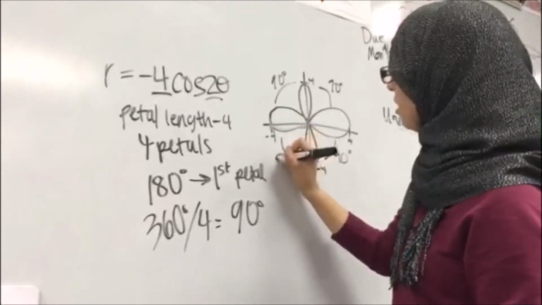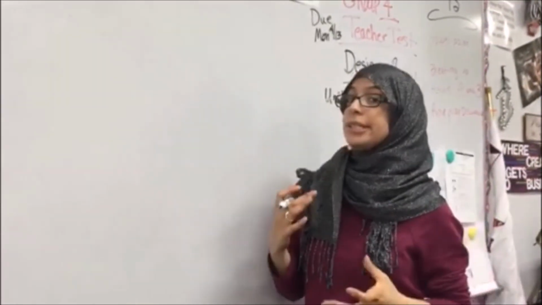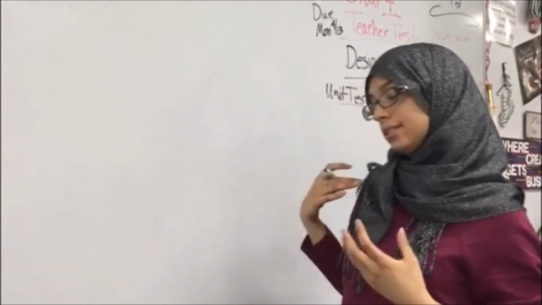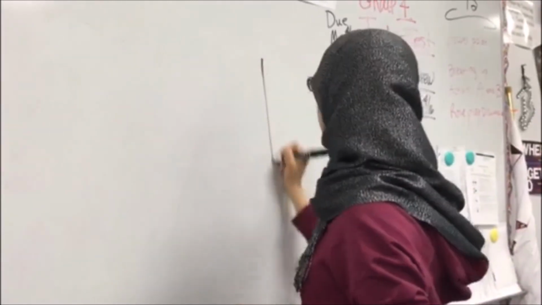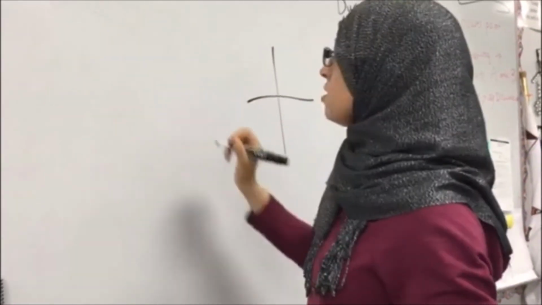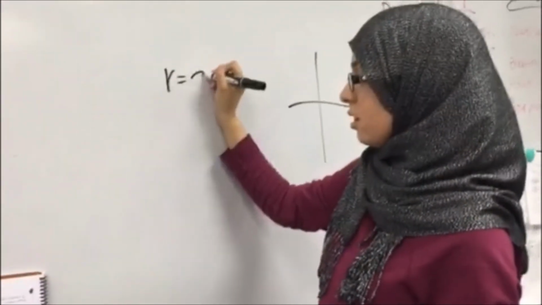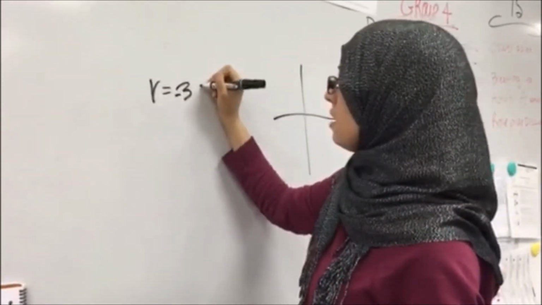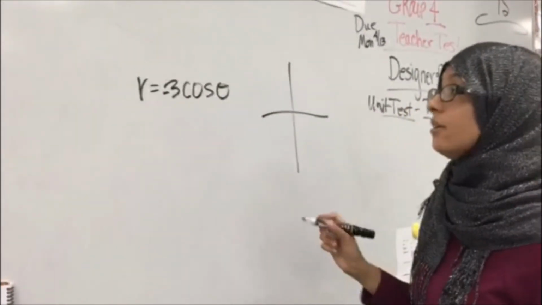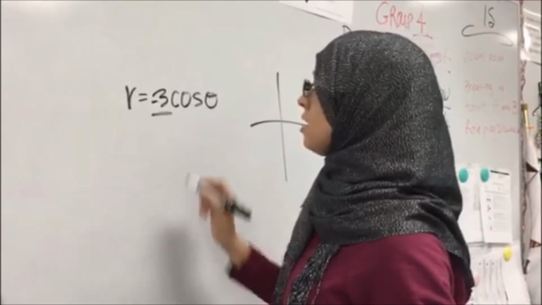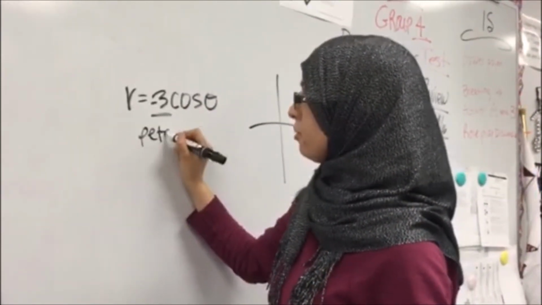All of them. So for another example, we're going to do an equation that doesn't really turn out to look like a flower, but it does follow the equation of a flower. Oh, we forgot our graph. So our equation in this case is r equals negative 3 cosine theta. We can tell that because of this coefficient, it's going to have a petal length of 3.